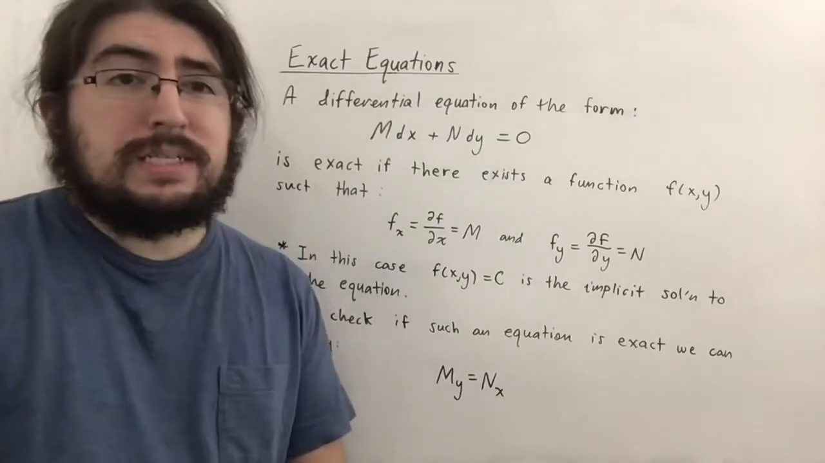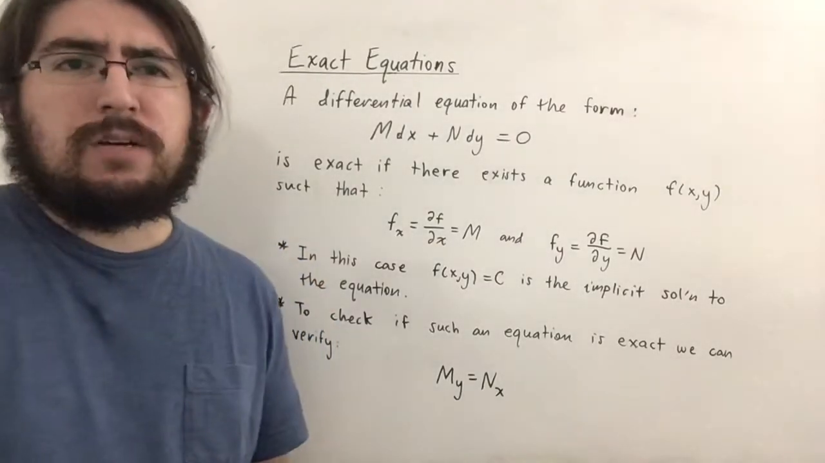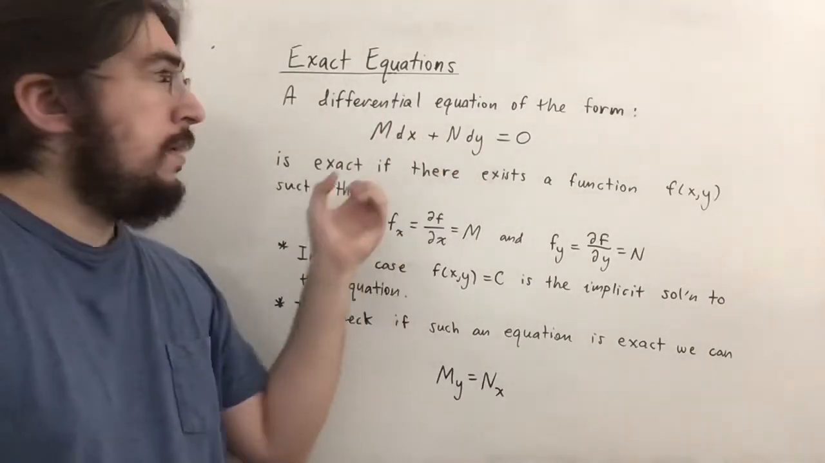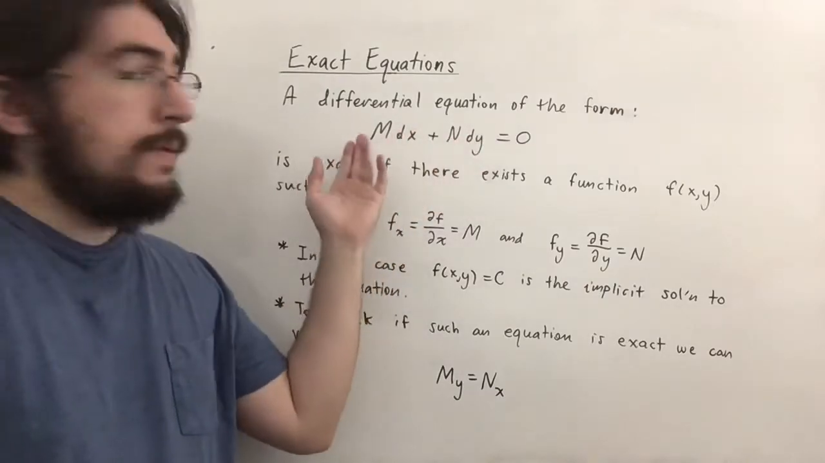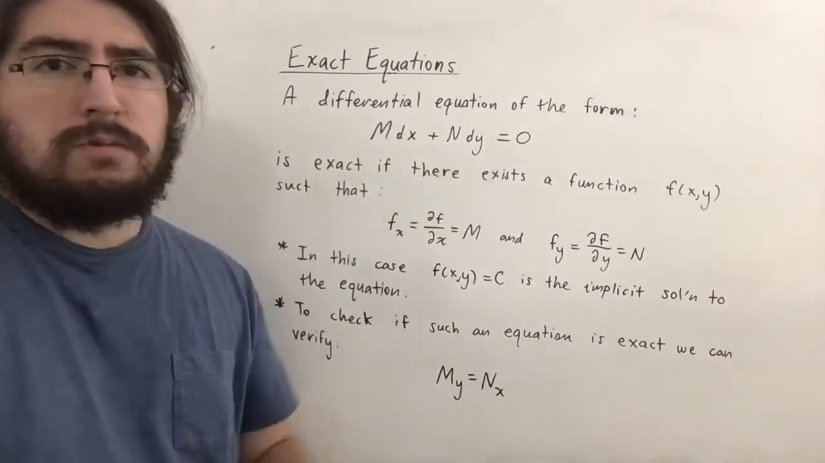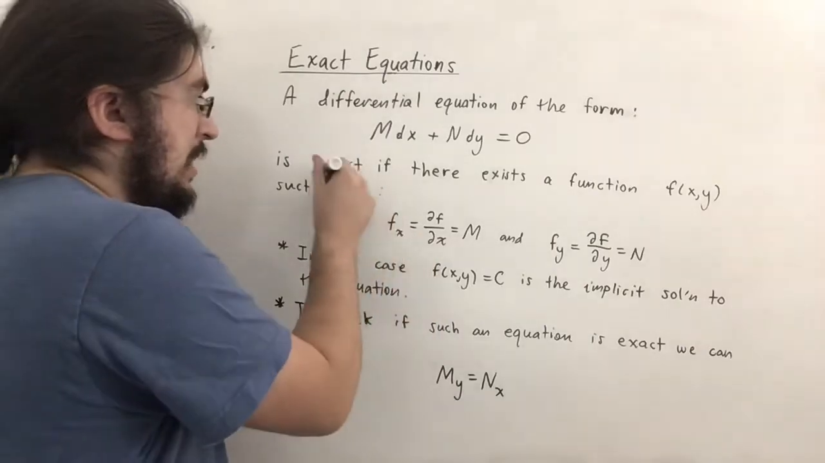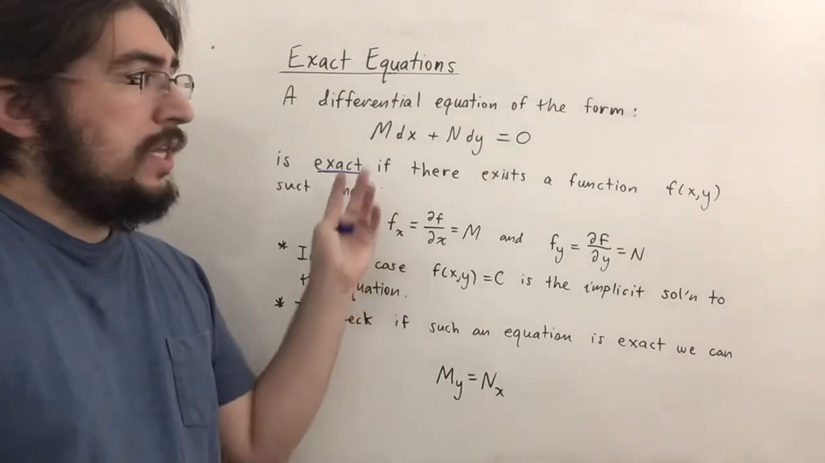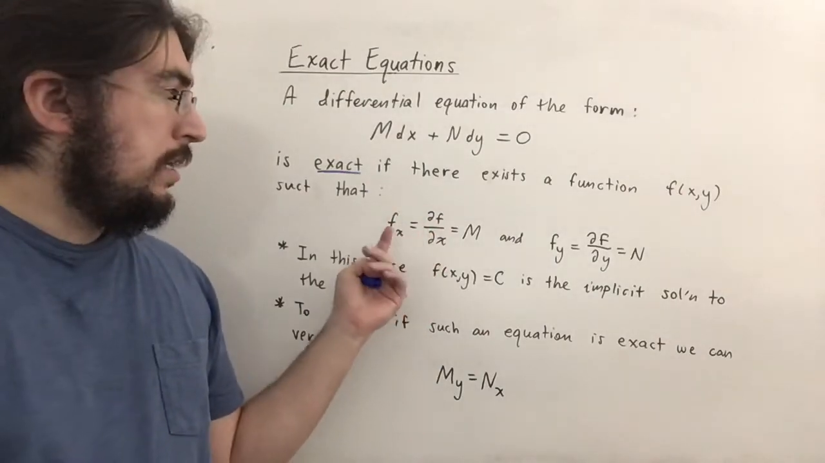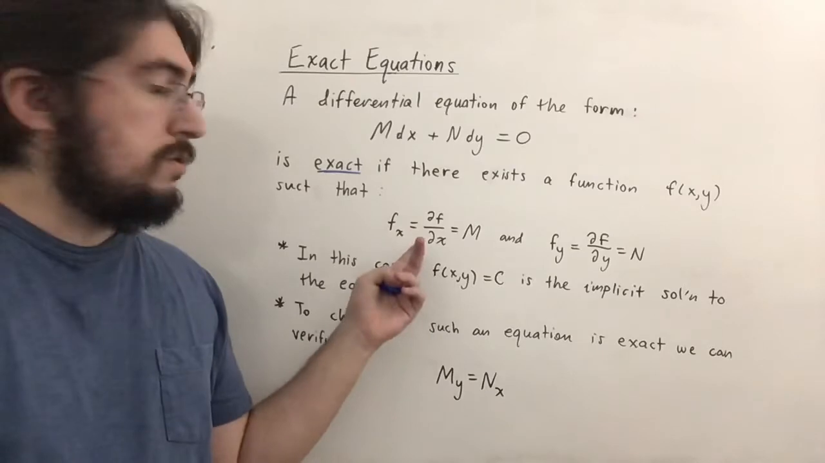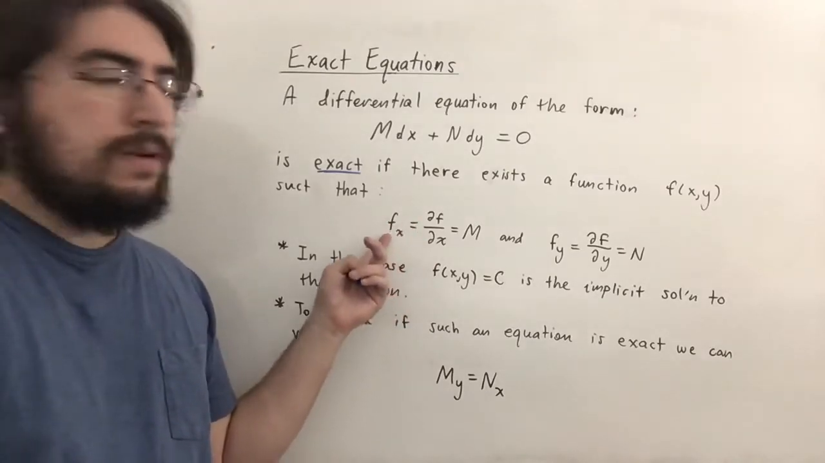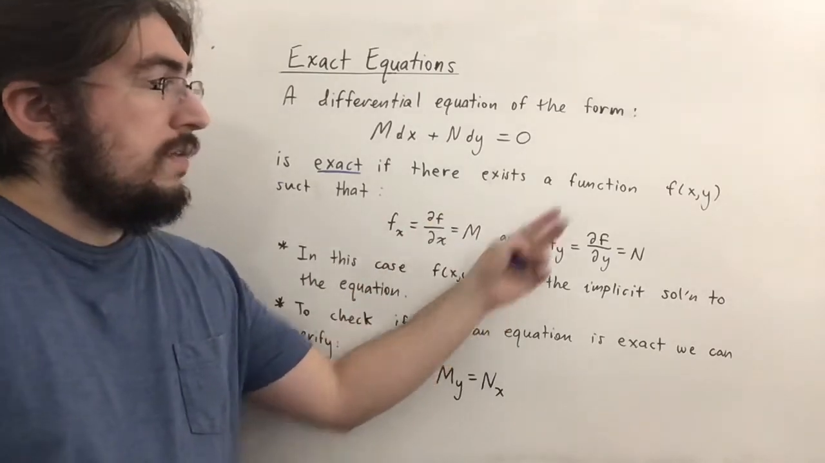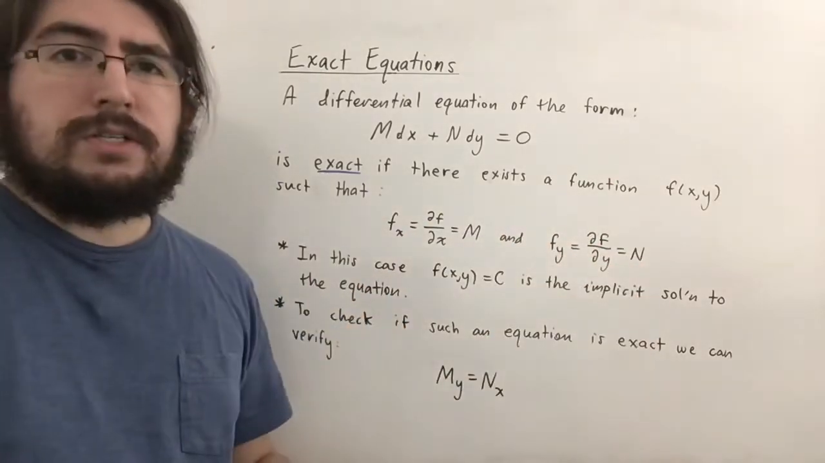Hello everyone, today we'll be discussing exact equations, which are just particular types of differential equations of this particular form. We say a differential equation of the form M dx plus N dy equals 0 is exact if there exists a two-variable function f(x, y) such that the partial of f with respect to x, f sub x, however you like to say it, I prefer this notation though, is equal to M, and the partial of f with respect to y is equal to N.